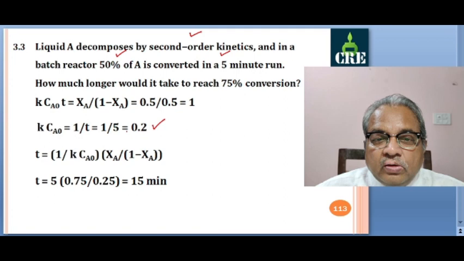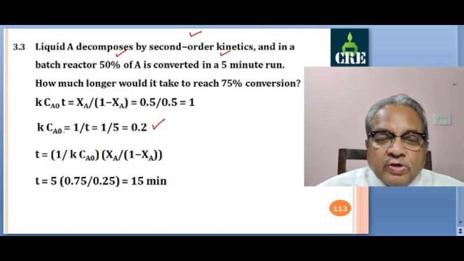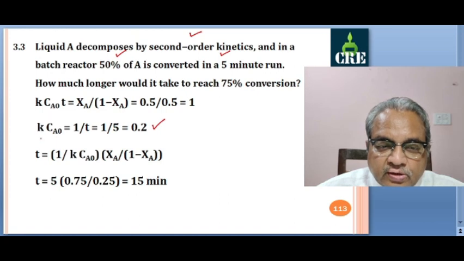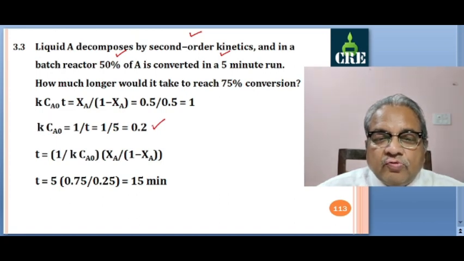If C_A0 is known, you can find out k also. But here you can directly substitute k C_A0, whatever may be the value of C_A0, it is taken care in this. So product k C_A0 we know, and for this second order kinetics, it is 0.2. So from this again, t is equal to 1 by k C_A0 into X_A by 1 minus X_A. So 1 by 0.2, that is 5. X_A is 0.75, 1 minus X_A 0.25. And t is equal to 15 minutes.